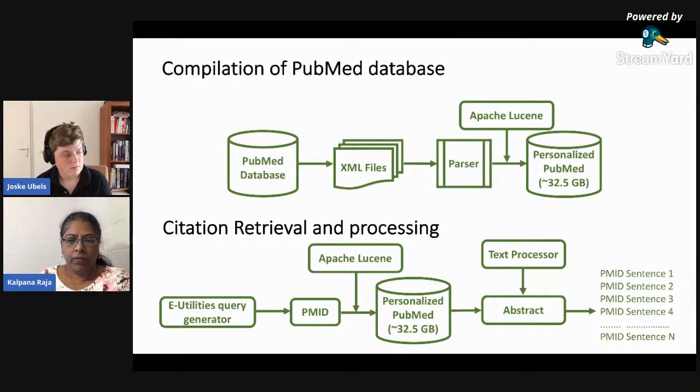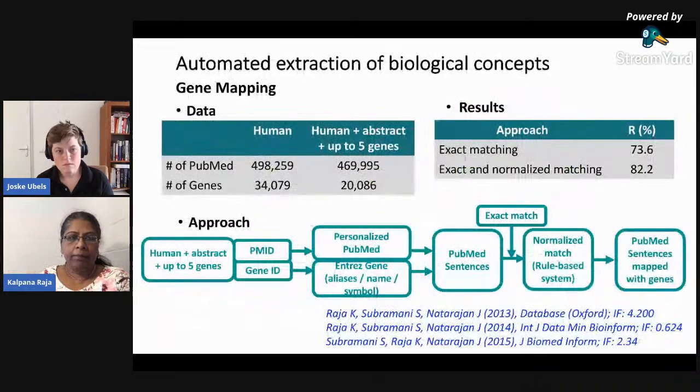So it's pre-processing. We developed something called a text processor that breaks the abstracts into sentences, and we assign a PubMed ID to each of the sentences so that later on we can know where the sentence comes from. So up to here, it is just retrieving and doing some pre-processing. So we have all the sentences ready for the study.